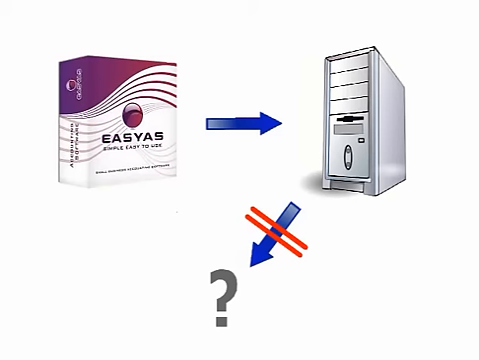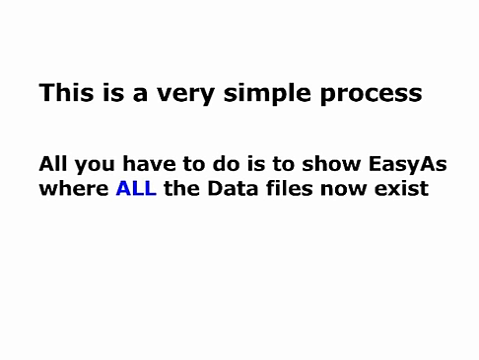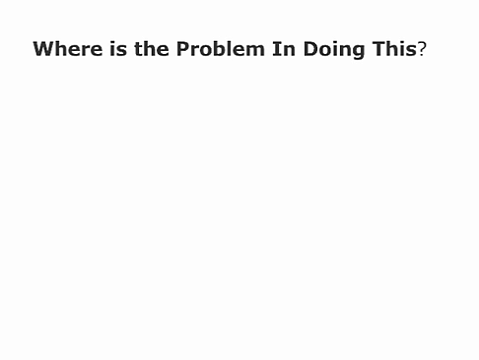And because the software is looking for a specific location on the computer for your data files, the moment you move them, it has no idea what to do next. So it's going to pop up and say, hey, if you know where they are, you better tell me, because I have no idea. It's a very simple process, guys. All you have to do is show EasyAs where the data files now exist. So where's the problem in all of this?